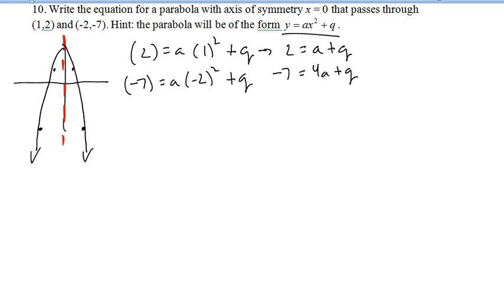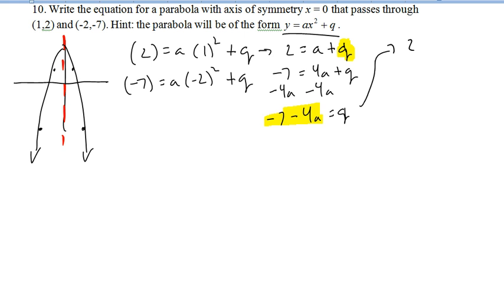And that gives us a system of linear equations, which you guys did last year. And there were 3 ways to solve that: graphing, substitution, or elimination. Let's do substitution for the heck of it. Actually let's work with the bottom equation because it's easier to get at. Let's subtract 4a from both sides. Oops, that's a 4, not a 9. So we'll get -7 minus 4a equals q. And now we can replace this q up here with -7 minus 4a.